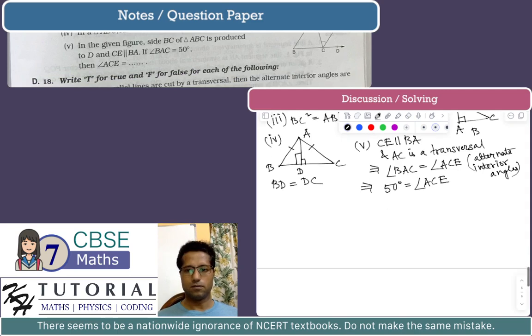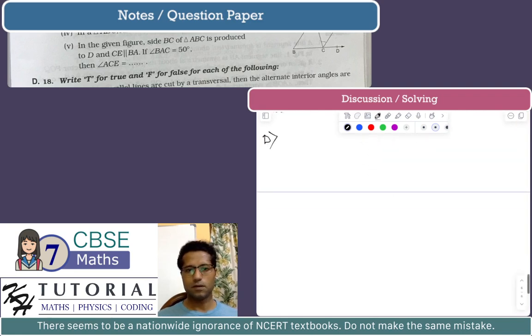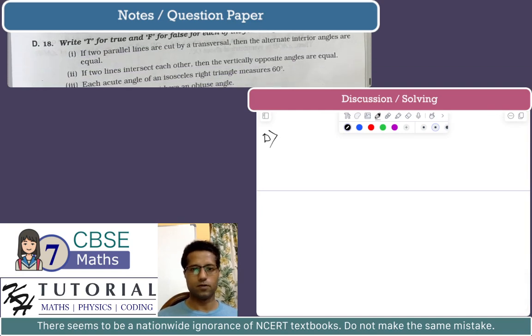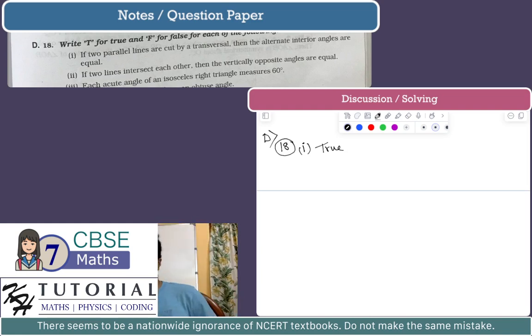Okay. Now section D. We have another section D. These are true or false. Question number 18, and it has multiple parts. Part 1. If two parallel lines are cut by a transversal, then the alternate interior angles are equal. This is true. Obviously, if a transversal intersects two parallel lines, we know that the alternate interior angles are equal.